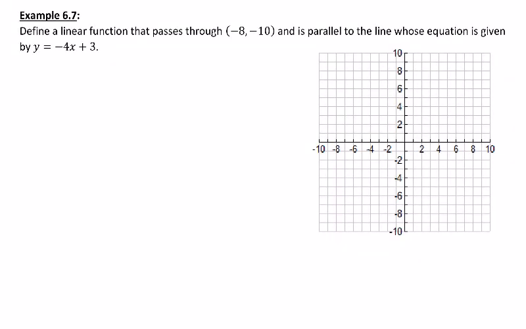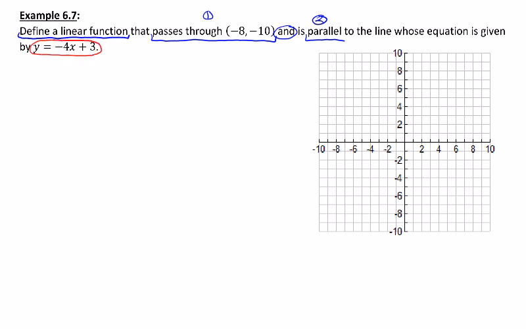In example 6.7, we're being asked to define a linear function, and there are some conditions for us to be able to write this linear function. It says that we have to pass through (-8, -10), so there's an ordered pair that we have to be aware of, and we are also expected to be parallel to the line whose equation is given by y equals -4x plus 3.